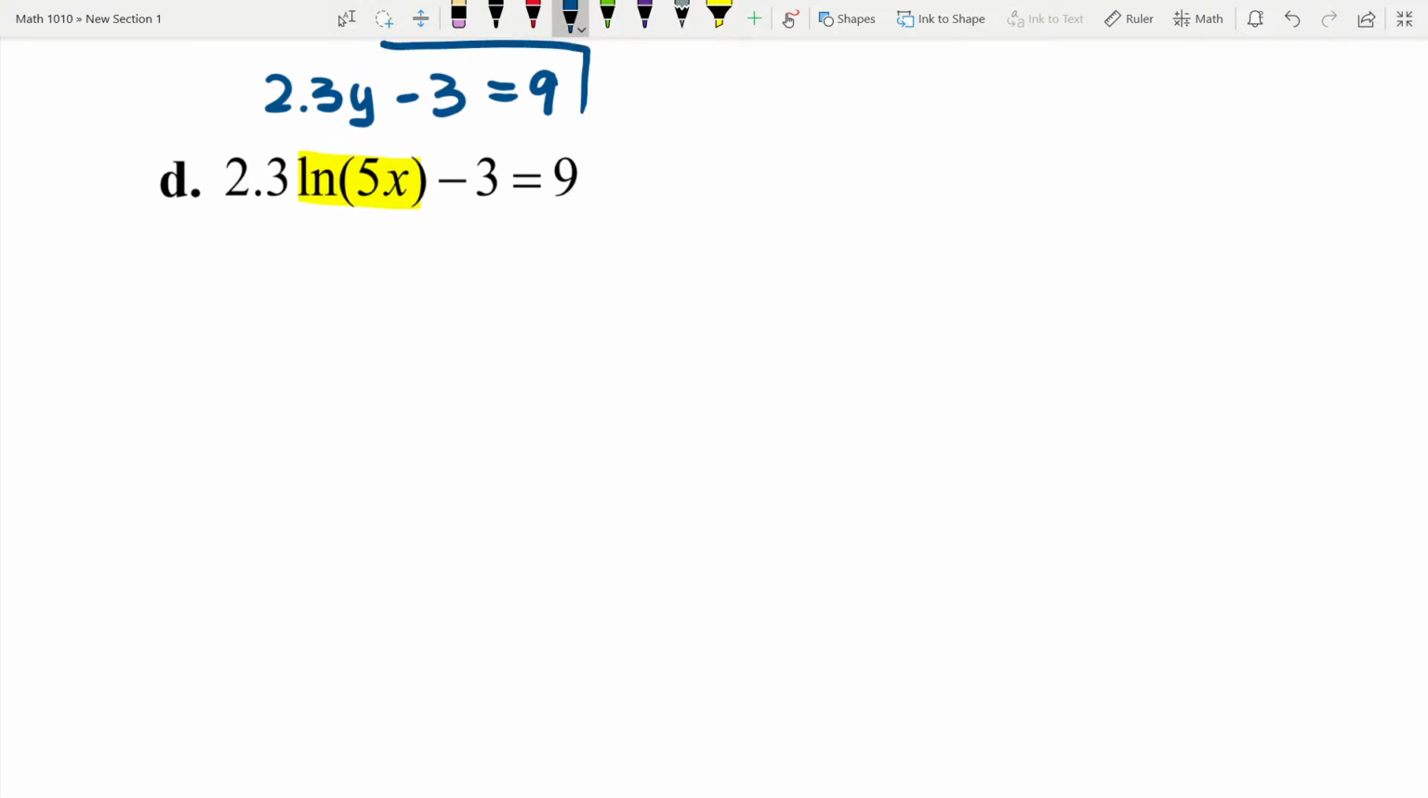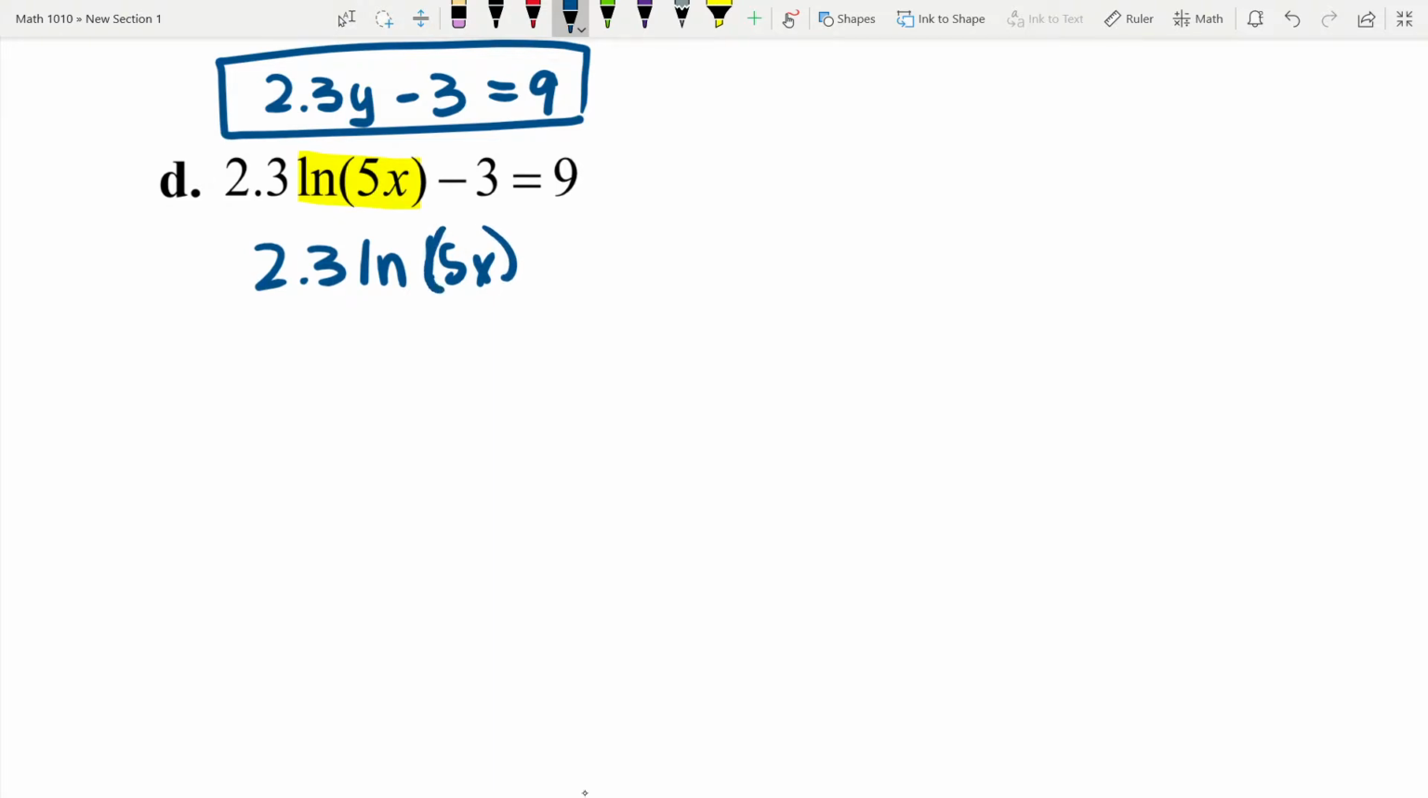You guys, if I can get you to see it right, I can get you to do it right. You know how to solve that. The 2.3y minus 3 equals 9. I know you do. Everybody tell me what to do. Move your 9. You move your 3, right? So now you're going to have 2.3 times the ln of 5x is equal to 12. Your brain sees 2.3y equals 12.